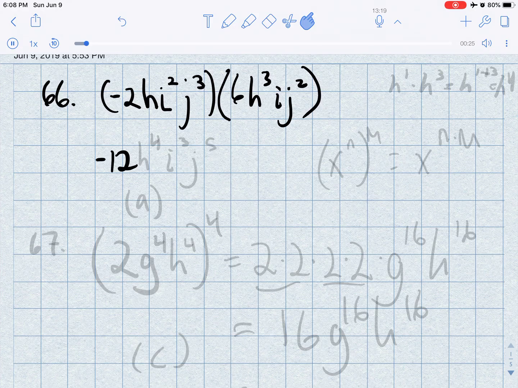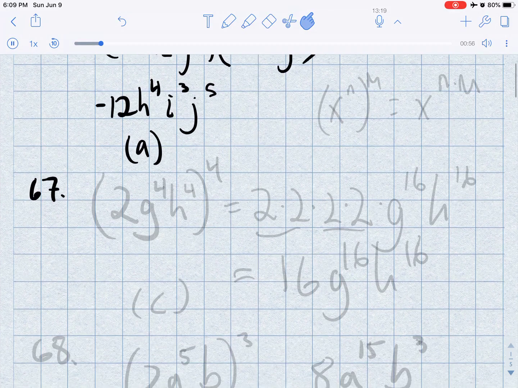H to the first times h to the third is equal to h to the 1 plus 3 equals h to the fourth. So now we have negative 12 h to the fourth, i to the third, because we do 2 plus 1, j to the fifth. Okay, so we are looking for choice A.